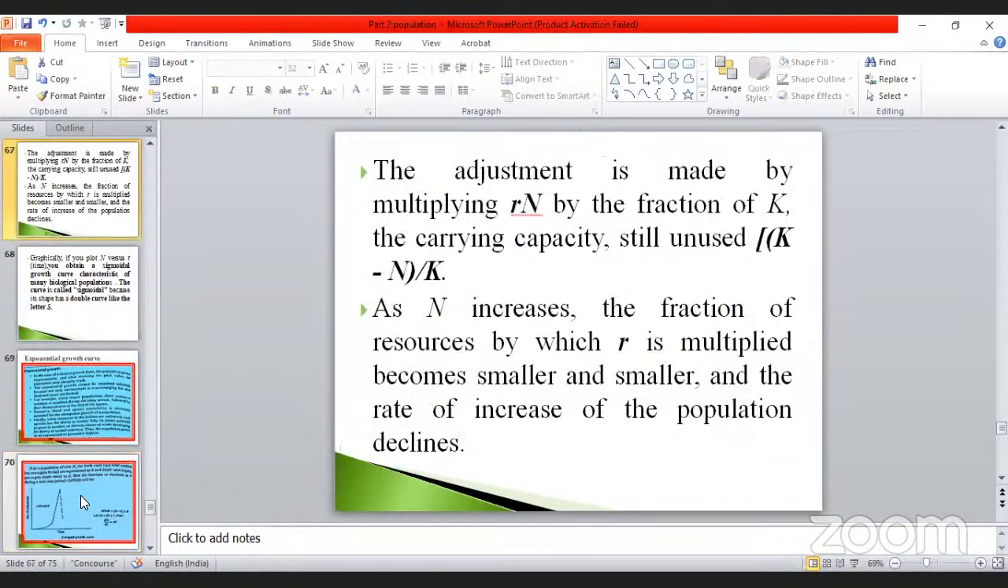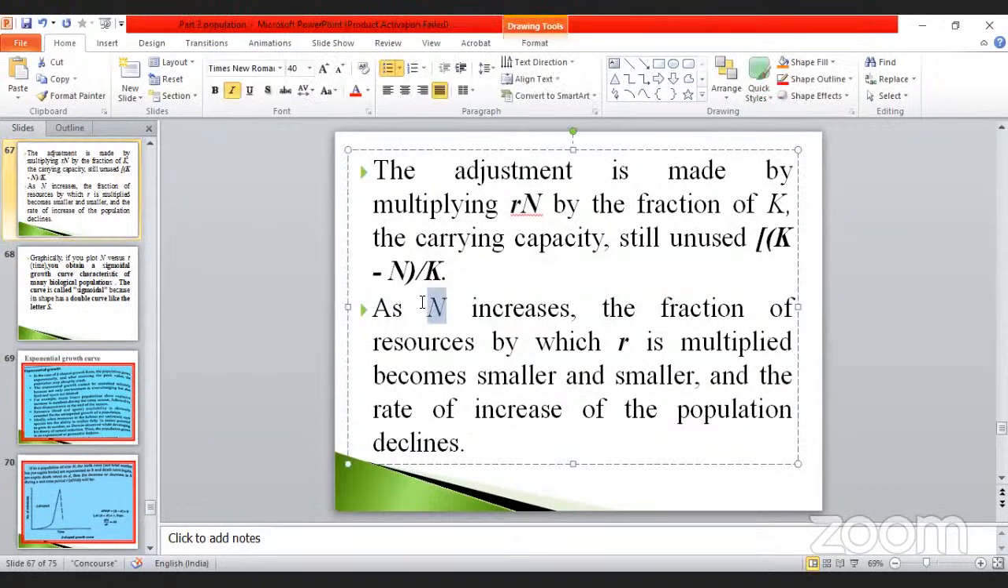How much availability is there? The adjustment is made by multiplying rN by the fraction of K, the carrying capacity, that is still unused: (K - N)/K. You already know about the formula. As N increases, the fraction of resources by which r is multiplied becomes smaller and smaller, and the rate of increase of the population declines. So in the formula, see that as N increases, the number of the population increases, and automatically the fraction of resources by which r is multiplied becomes smaller and smaller.